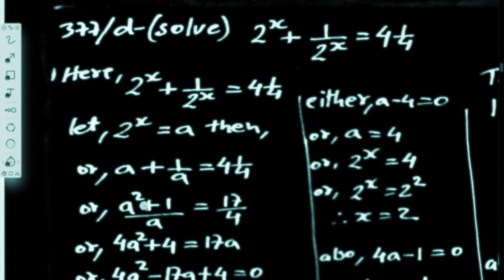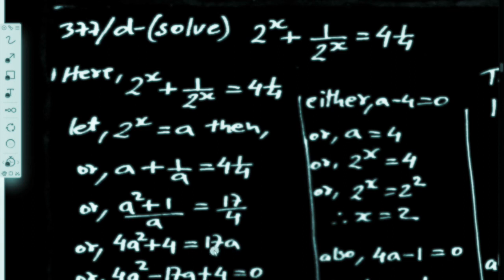Now, this is our equation. Now this upper portion should be multiplied with 4, and this lower a should be multiplied with 17 to make the calculation simple. So 4 into a, 4a square plus 4 into 1, plus 4, equals 17 into a, 17a. Now this side should be changed: minus 17a, side should be changed.